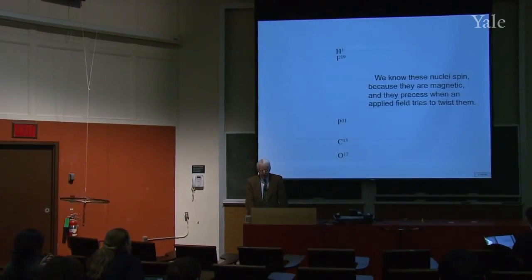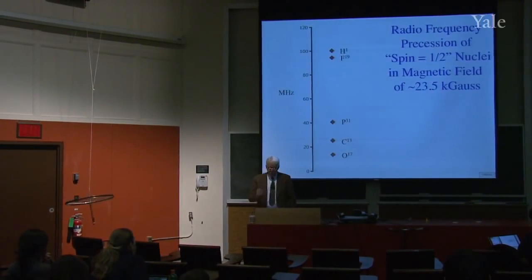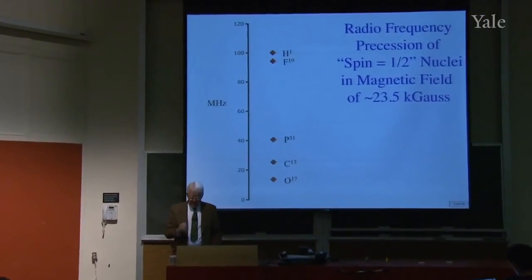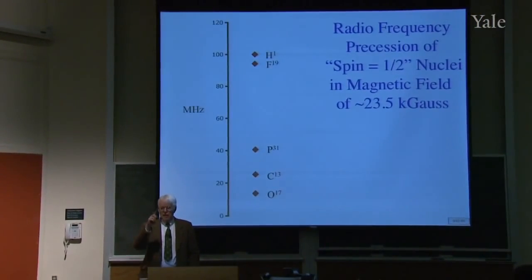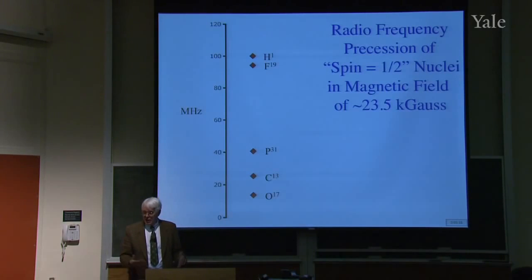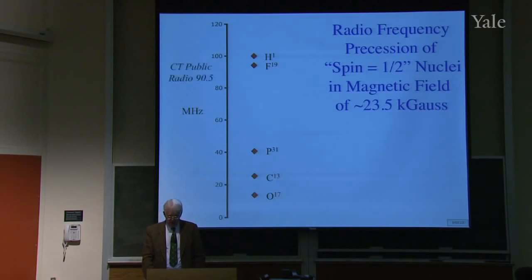Hydrogen, fluorine, and phosphorus are the common isotopes, but for carbon and oxygen, they're uncommon isotopes. And this is how fast they precess in a magnetic field. They precess like this, and you can measure the frequency of their going round and round, and we'll mention that in just a second. If the field happens to be 23.5 kilogauss, which is not an uncommon field, then protons go around the fastest, 100 million times a second. Fluorine is almost as fast, but phosphorus, carbon, oxygen are less fast.